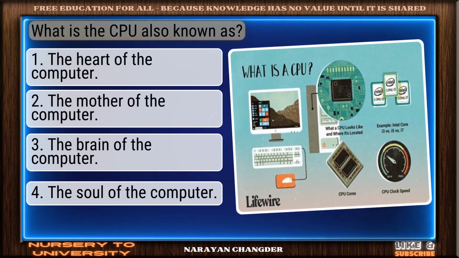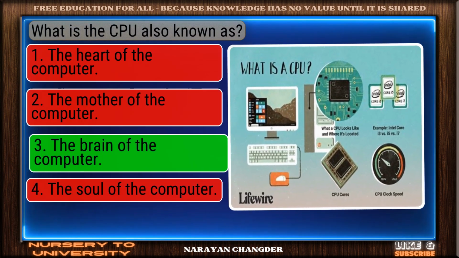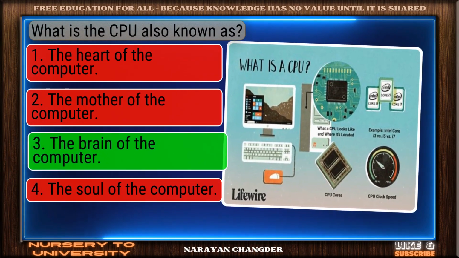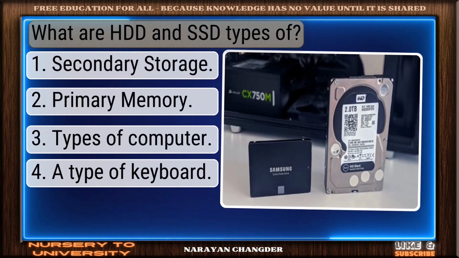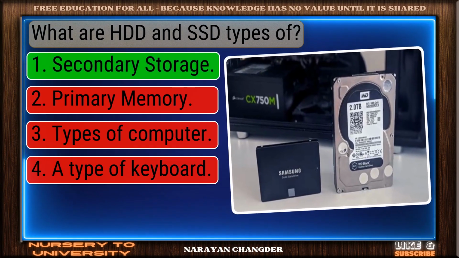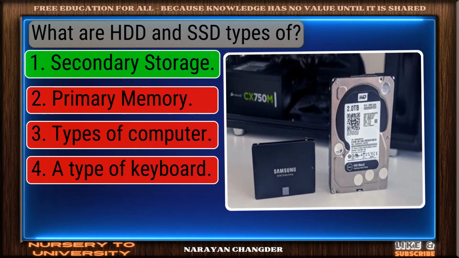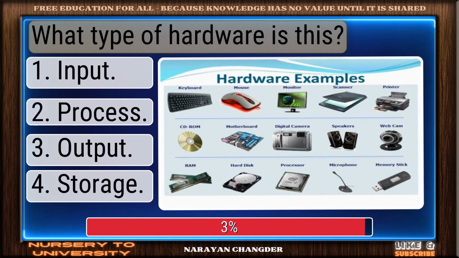Question number 46. What is the CPU also known as? Right choice. The brain of the computer is the best answer. Question number 47. What are SSD and SAS types of? Perfect. Secondary storage is the correct choice. Question number 48. What type of hardware is this?